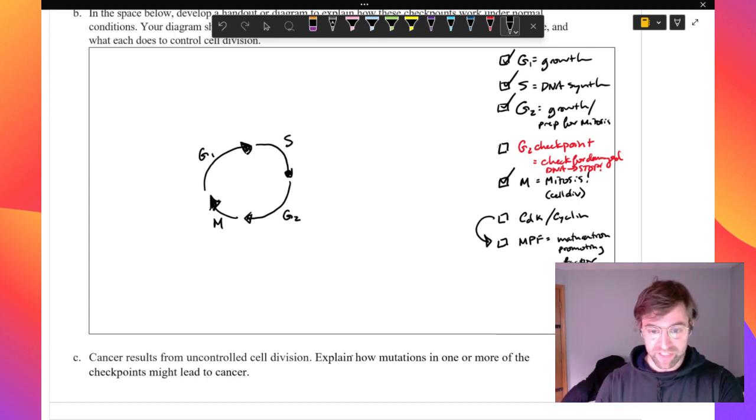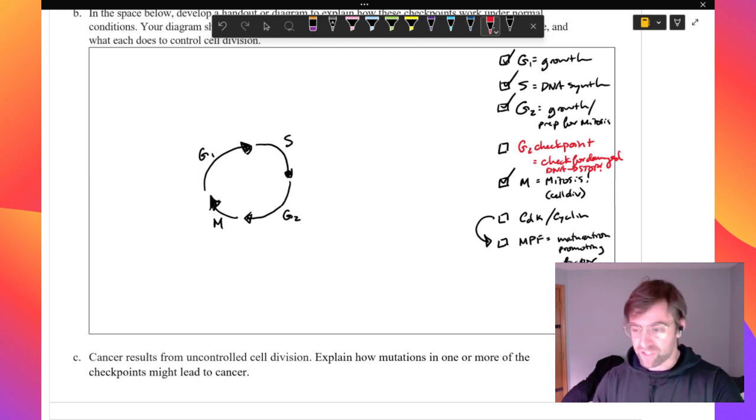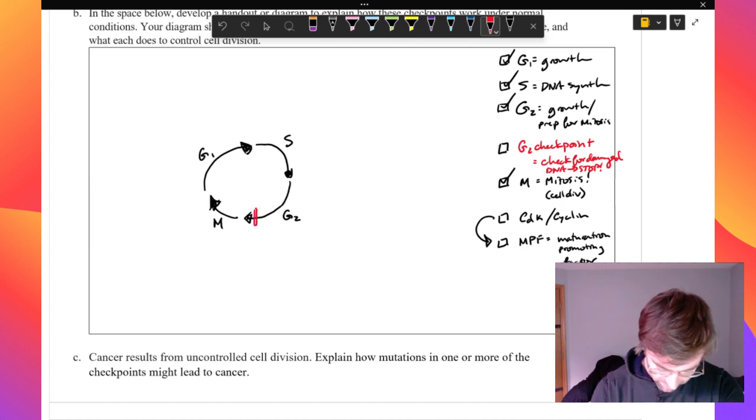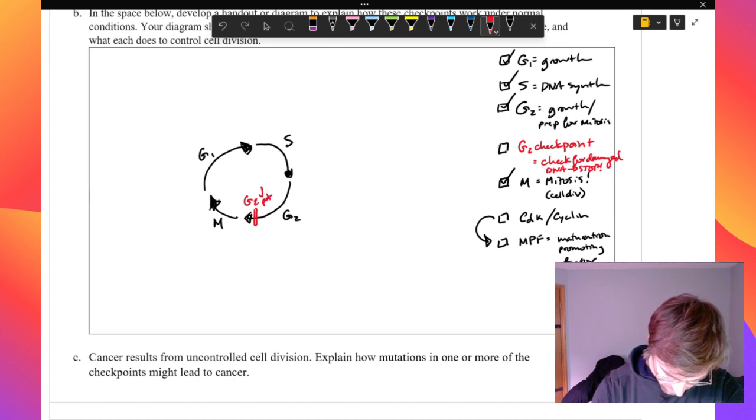So that is where replication happens. Now, I put this in red because it's important. It's probably the most important checkpoint to know. The G2 checkpoint, sometimes called the G2/M or G to M checkpoint, is right here. How do I want to draw this? I'm going to label it here. G2 checkpoint.